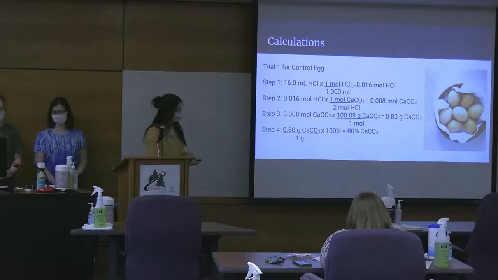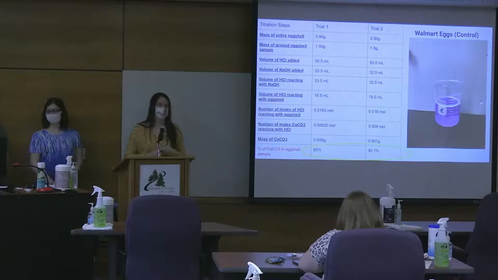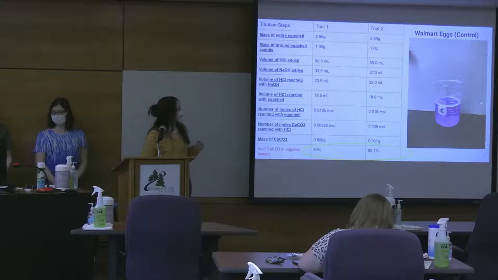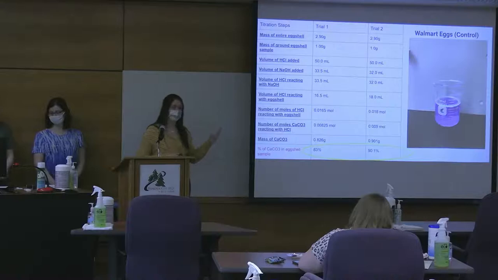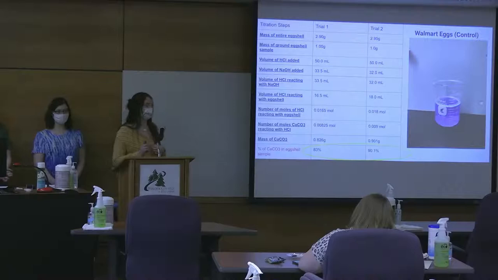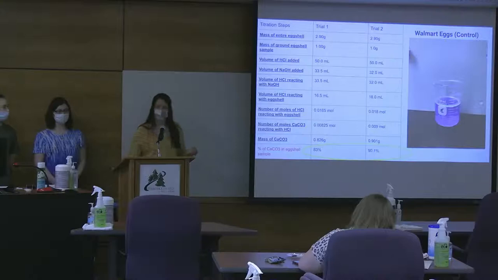As you can see here, this was our control egg. It is a Walmart egg, and we figured they would be a good egg to base our other eggs off of. Here you can see we did two trials. In the first trial, we added the acid and did our titration right away. But in our second trial, we switched up our procedure and left the eggshells to dissolve over the weekend in hopes of getting a better percentage.